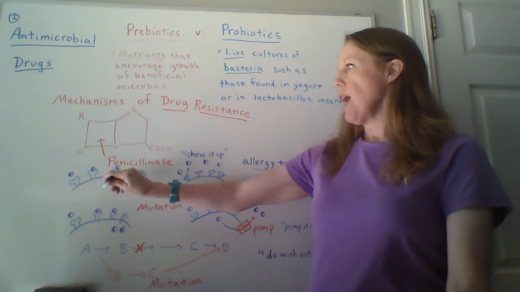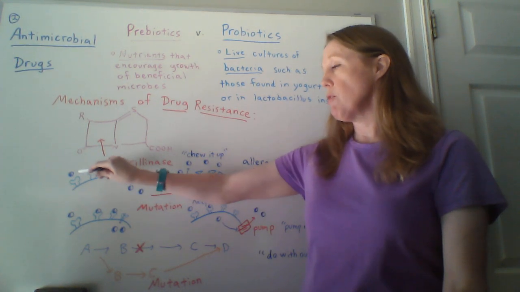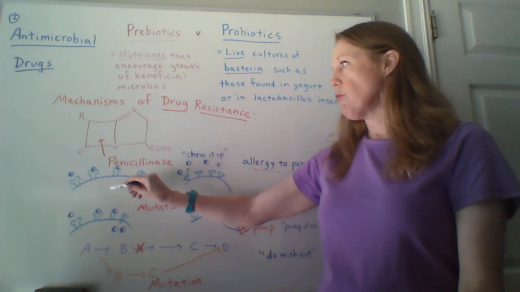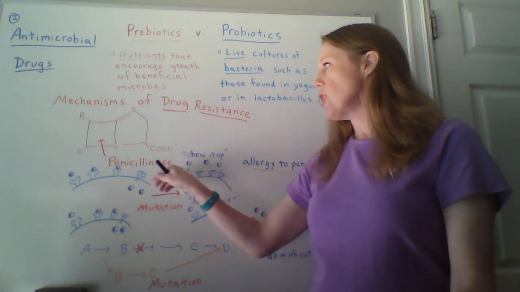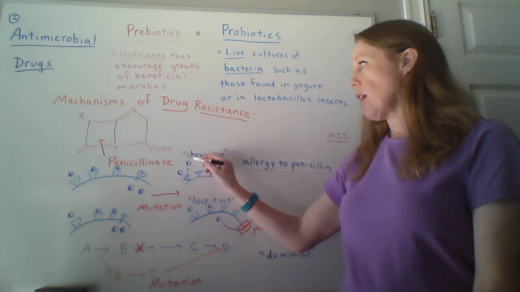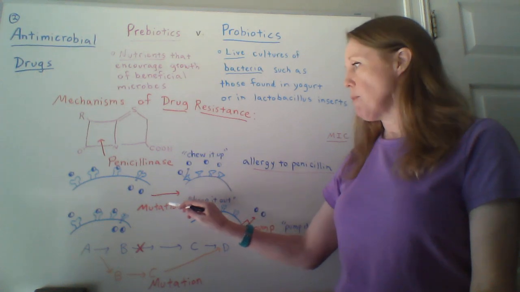Then the second way: this is the cell wall of the bacteria. They have receptors that the drug will target, and then they'll take it in and the drug can destroy the bacteria. But if we change, by a mutation, the shape of the receptor, then the drug can't get in that way. So that would be called keep it out, and that's by mutation.